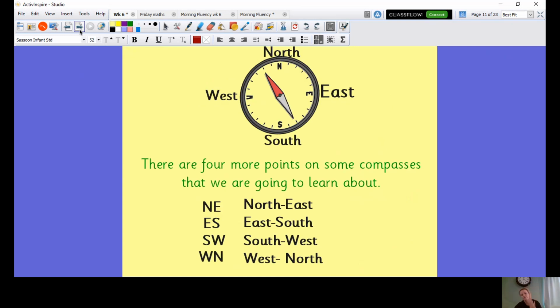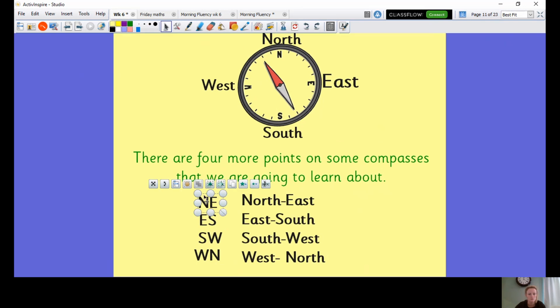Okay, so they are the 4 main points of the compass, but there are some cheeky ones in there too. There are 4 more that we can learn about. And that's northeast, southeast, southwest, northwest. And you sometimes see them used as just little initials, and they go between north and east, because we don't always walk on right angles, do we? Sometimes we go diagonally. So they go around the compass like this.